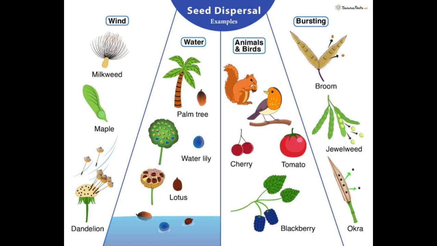And then, myrmecochory, seed dispersal by ants. These plants produce seeds with elaiosomes or food bodies rich in lipids, amino acids, or other nutrients that are attractive to ants and thereby get dispersed.